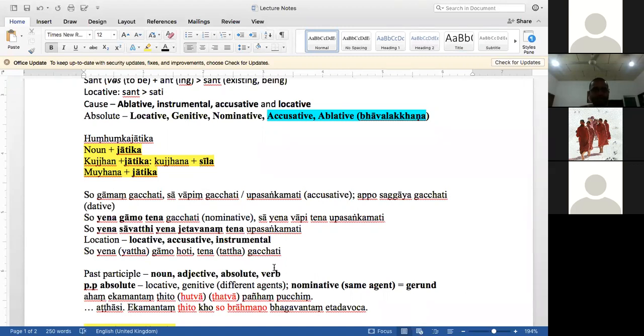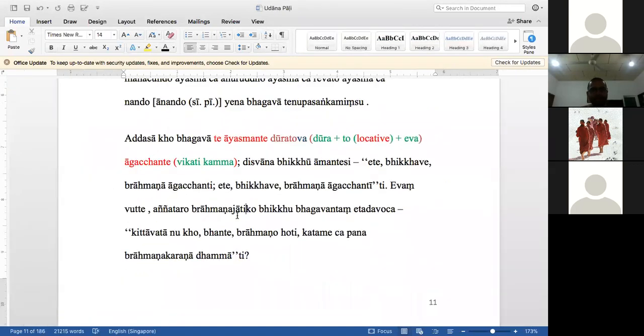This shows that a certain monk, Anyataro Brahmana Jatiko Bhikkhu, this Bhikkhu belongs to the clan of the Brahmins. He ordained from the Brahmin clan. Bhagavantang Etaja Vocha, said this to the Blessed One. Etaja Vocha, for the beginners, the Sandhi is Etang Avocha. Right? Etang Avocha.